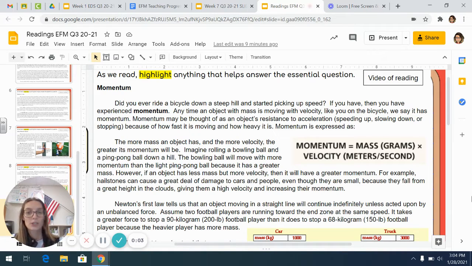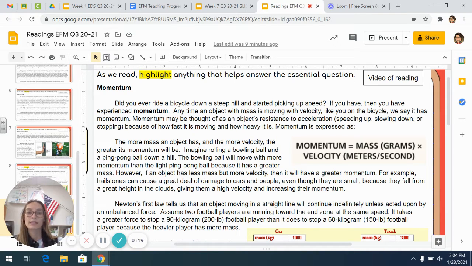Momentum. Did you ever ride a bicycle down a steep hill and start picking up speed? If you have, then you have experienced momentum. Anytime an object with mass is moving with velocity, like you on the bicycle, we say it has momentum.